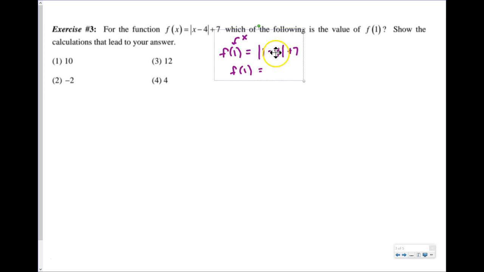Like I said before, you do what's inside the absolute value first. 1 minus 4 is negative 3. And then the absolute value of negative 3 is really positive 3. And 3 plus 7 equals 10. So I get this for an answer. And you could graph this function, totally easy. You just have to make a table, find out all your x's and your y's, and graph it the same way we did the one before.